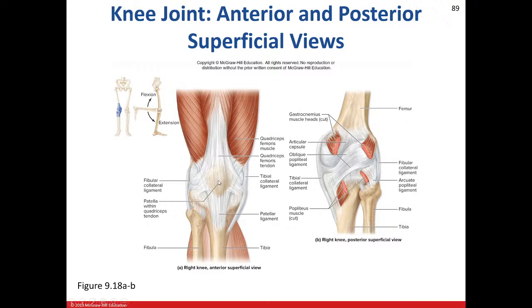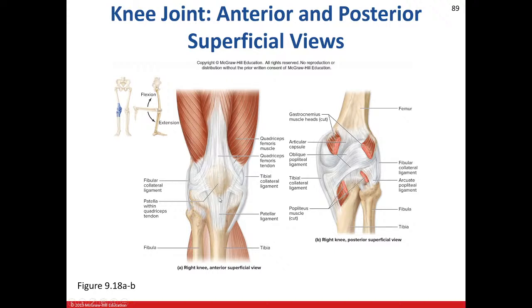Now the patella is a sesamoid bone. Remember, that's a bone that is embedded in a tendon or ligament. It's the largest sesamoid bone in the body, and unlike other sesamoid bones where it's variable whether or not they're there, everybody for the most part has a patella. It would be unusual to not have one.